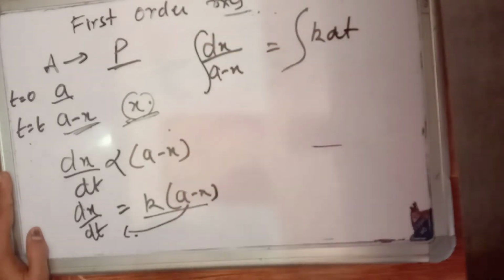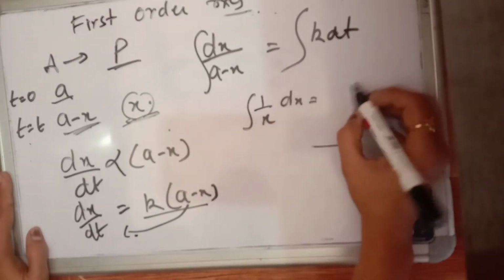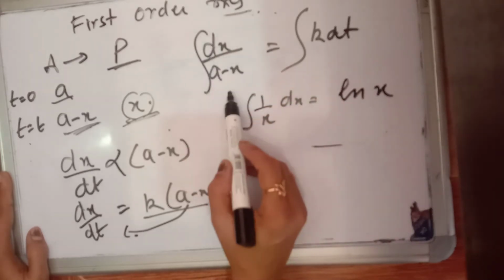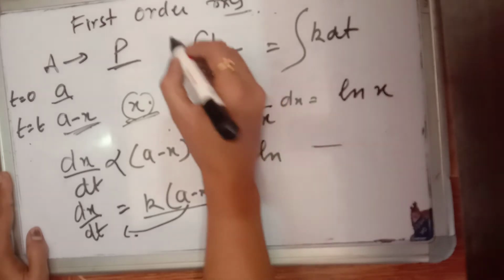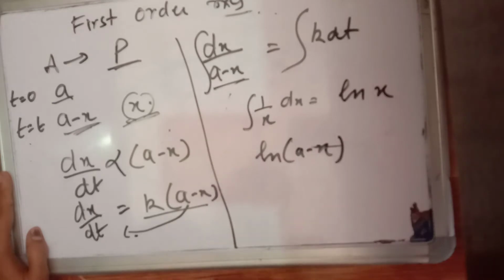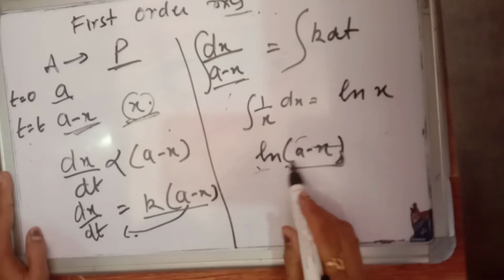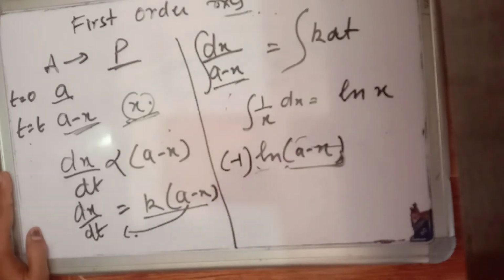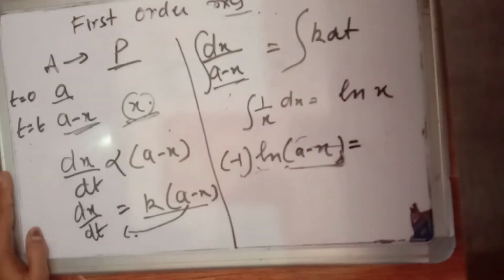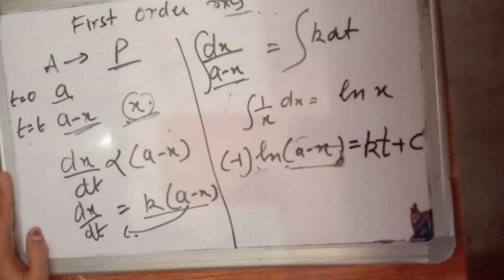Now integrating this, we know that integration of 1 upon X is log X. So here integration of 1 upon A minus X will be log A minus X. Now because we are having A minus X instead of X, we have to take A minus X derivative, which will be minus 1. So this is integration of dx upon A minus X. This is equal to K T plus constant of integration.